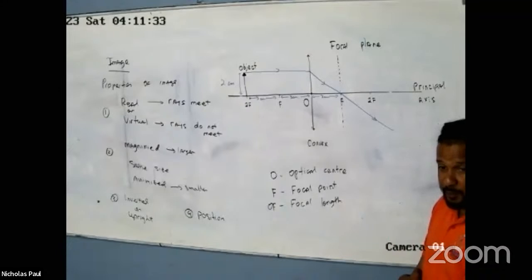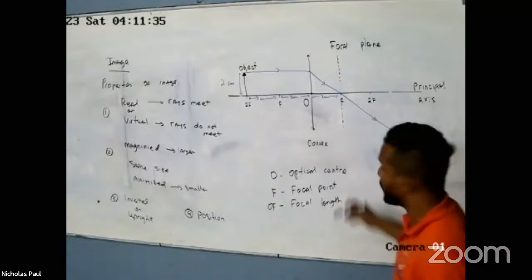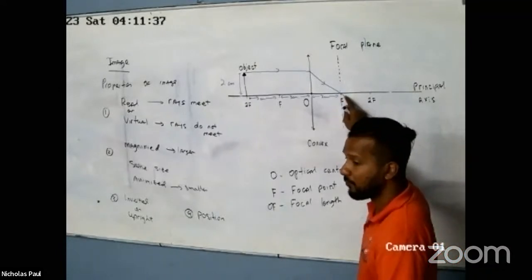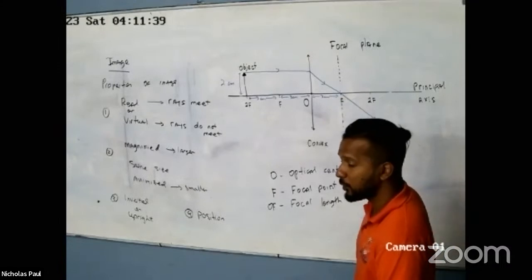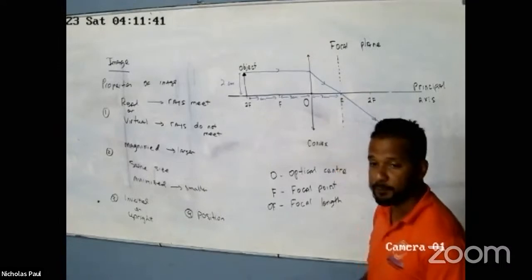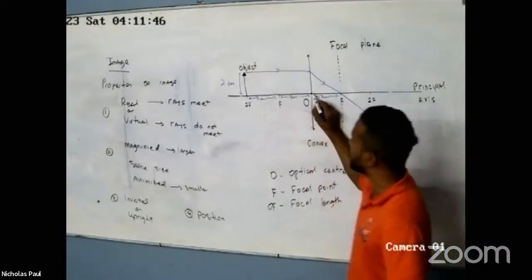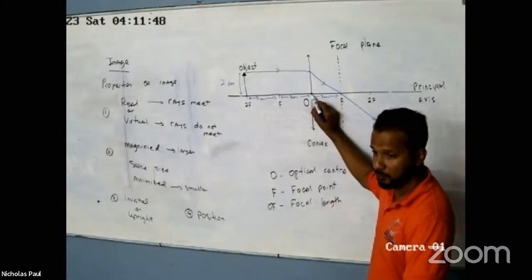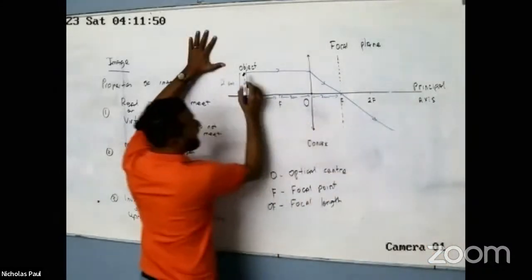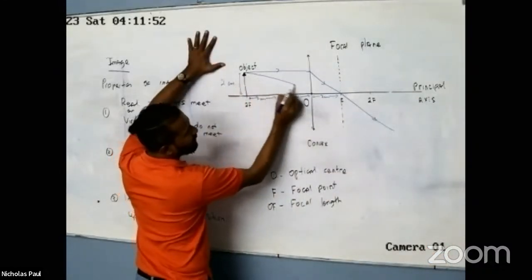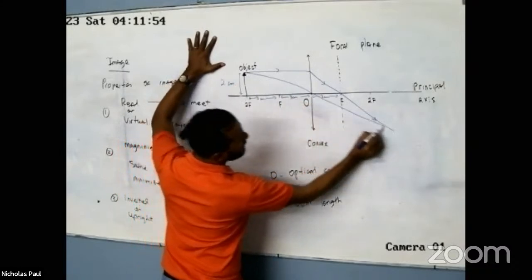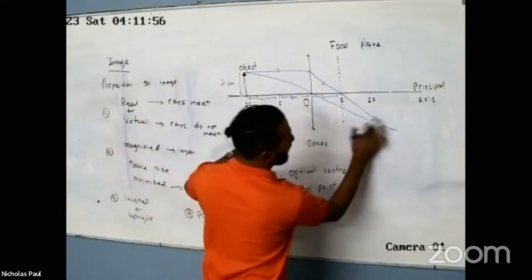Everybody have the first one? Make sure it's going to the focal point, right? Vishal, you're going to the focal point? Right. Next one. You're starting at the top of the object again and you're going through the optical center. Right? So you're starting here and you are going through the optical center. And the rays should meet.